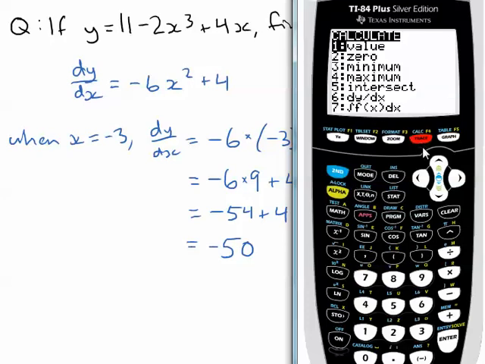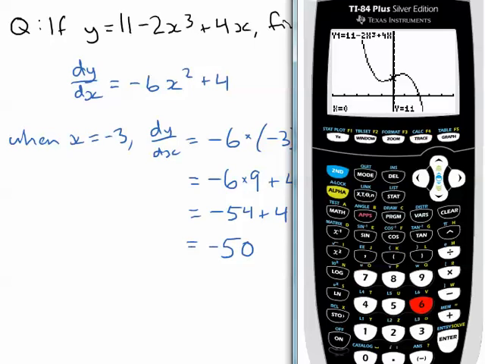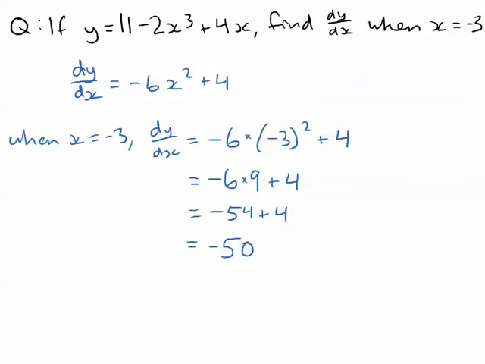So if we do second calc, we'll get to dy by dx by pressing 6, and then we're going to type in negative 3, and that means that x is equal to negative 3, and I press enter, and I get that dy by dx is equal to negative 50, which is what I got. So that's good. I'll put that to the side.